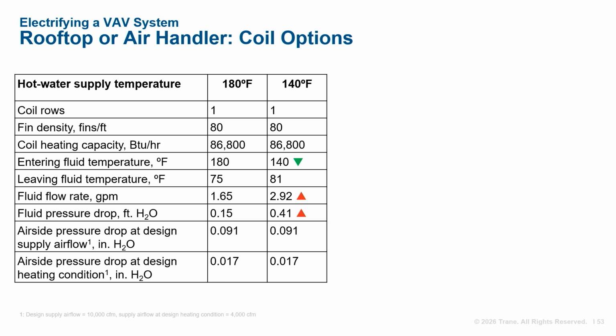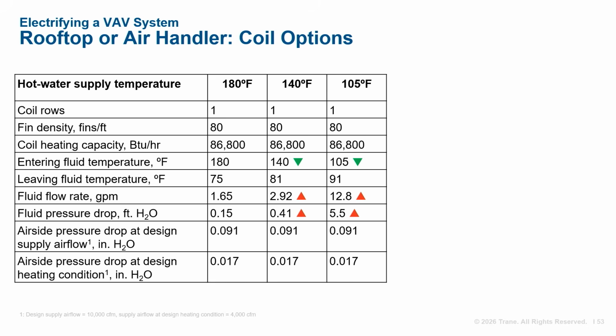With a 104 degrees supply water temperature and the same fin density, the fluid flow rate must go up. The fluid pressure drop also goes up, but the airside pressure drop remains the same. The next option reduces the supply water temperature to 105 degrees. In this region, heating equipment typically has better efficiency and more capacity. The coil still achieves the same heating output with the same fin density, but the fluid flow rate is dramatically higher. The fluid pressure drop is also much higher. Again, the airside pressure drop remains the same.